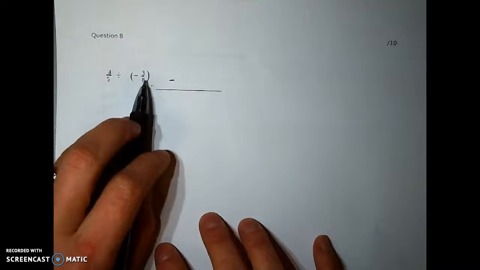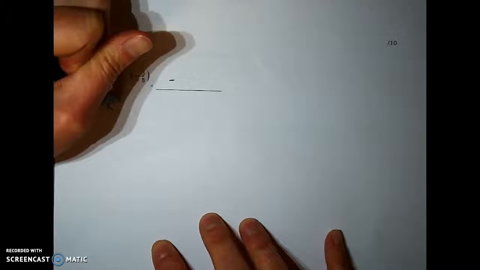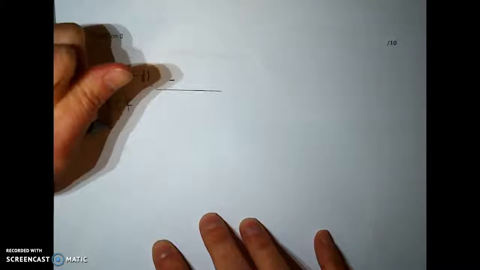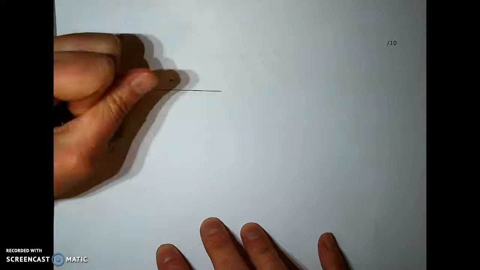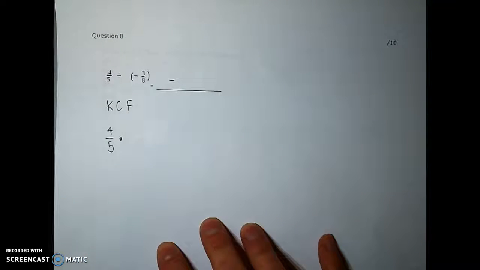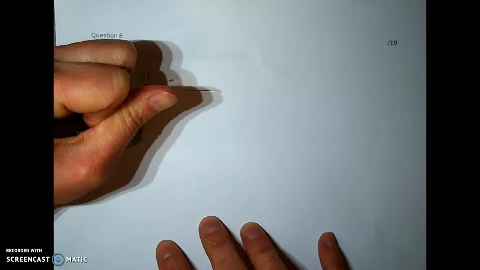So when I'm dividing fractions, my rule is keep, change, flip. So I'm going to keep the first number the same. I change division to multiplication, and I change -3/8 to -8/3. So I flip the last fraction. I make it its reciprocal.